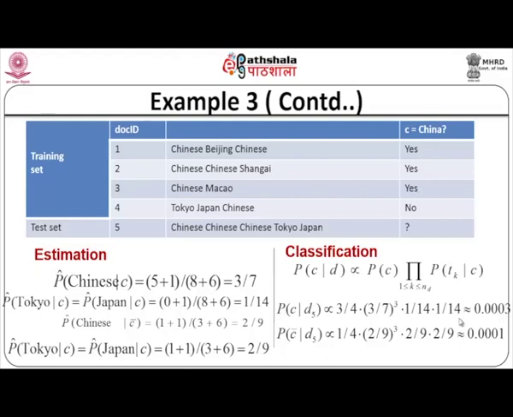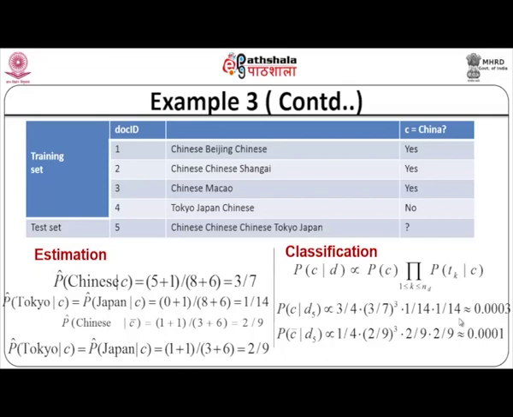Chinese comes 1, 2, 3, 4, 5, it comes 6 times in total. In S, it comes 5 times, you add 1 to that, so you get 6 divided by 8, the total number of words in S, plus the number of times Chinese comes. So, the vocabulary: Chinese, Beijing, Shanghai, Macau, Tokyo, Japan. So, 6 words. So, 8 is the total number of words in the S documents and 6 is the vocabulary. So, you get 3 by 7.